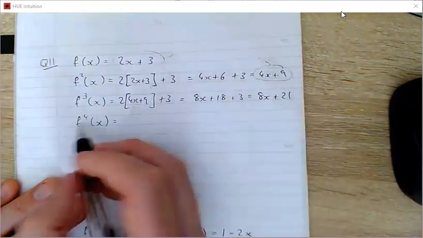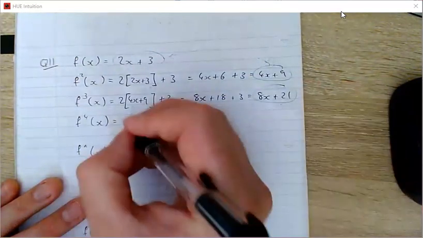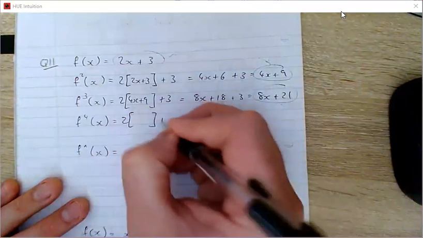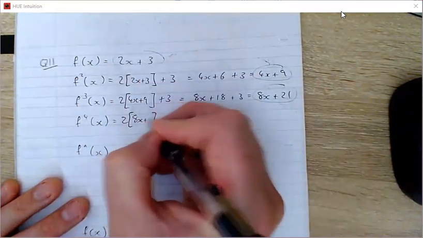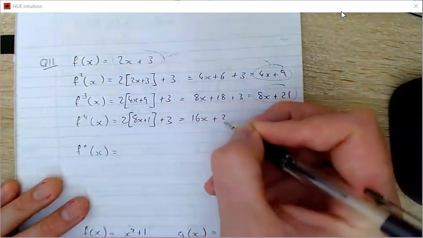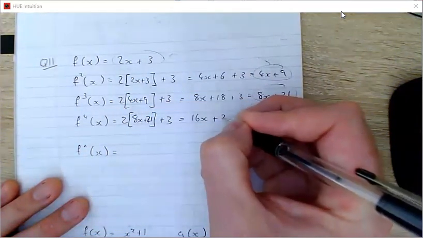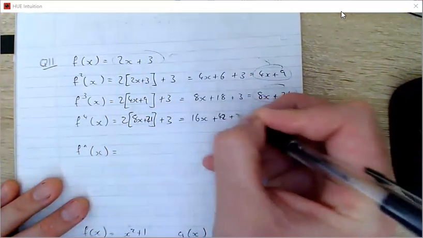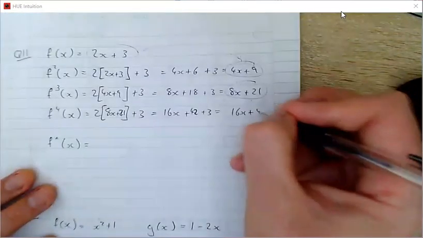And if you want to find f of 4 of x, you plug this back in again. You get twice x plus 3 from up here, but you're plugging in 8x plus 21, and that's going to be 16x plus 42 plus 3. So that's 16x plus 45.